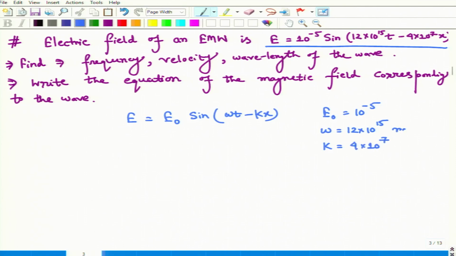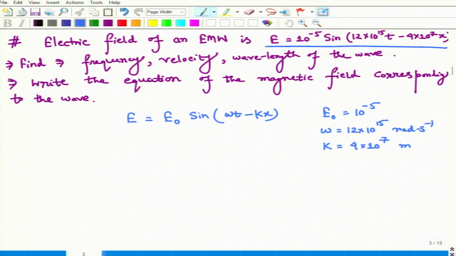It is radian per second, and this is actually the wave vector. Kappa is 2 pi by lambda, that means it is actually per meter. Okay, everything is in SI unit, that is also given in the question.